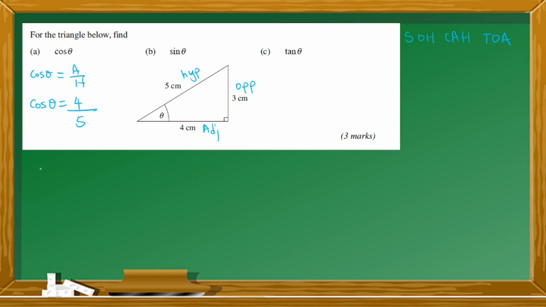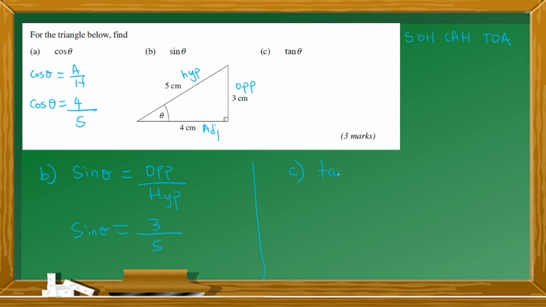Let's move on to B. We're asked to find sine theta, and we know that sine is opposite over hypotenuse. The opposite side is 3 and the hypotenuse is 5. Therefore, sine theta is equal to 3 over 5. We're not given what the value of theta is, what the angle is, so we cannot work any further. Let's do the final one.